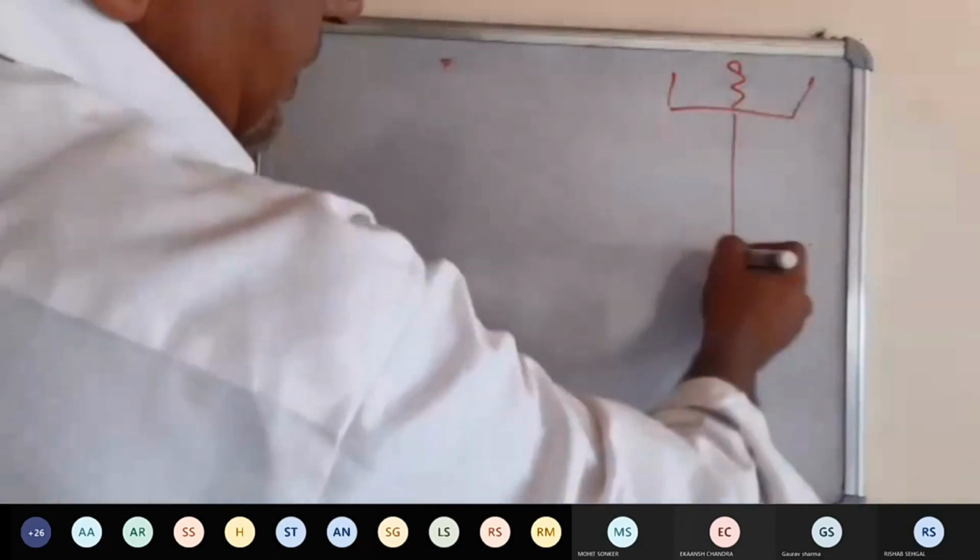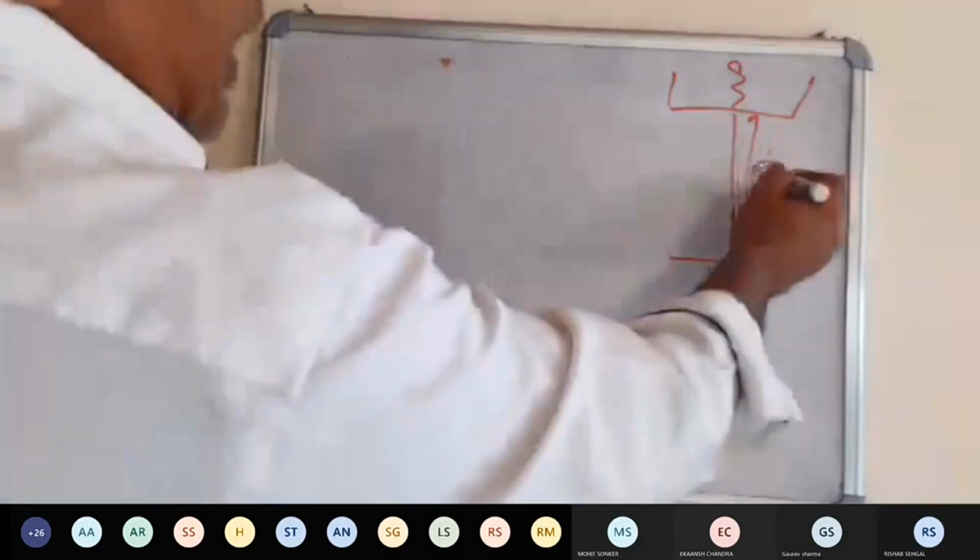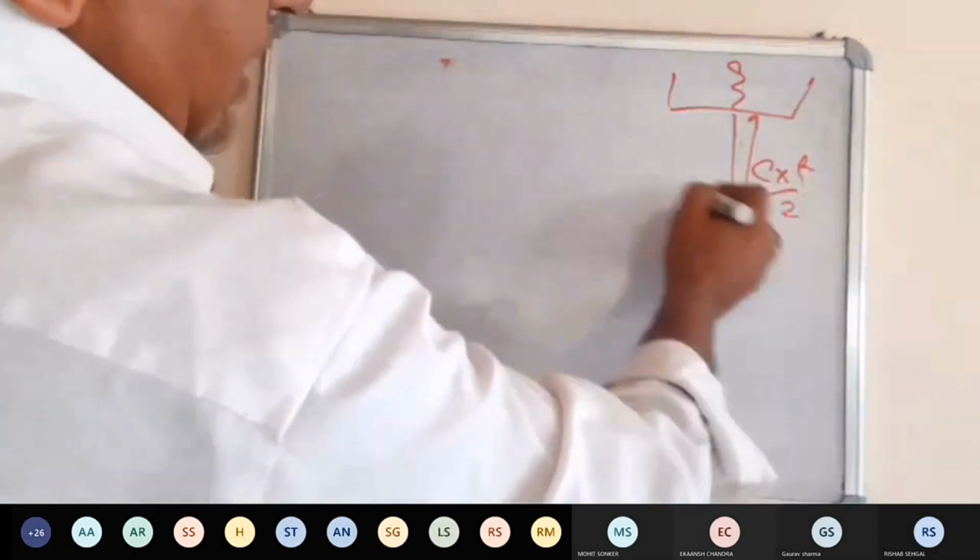How does the echo sounder work? As we discussed, transmission takes place: the pulse is transmitted, it hits the seabed and comes back. So C into T divided by 2 is the depth.